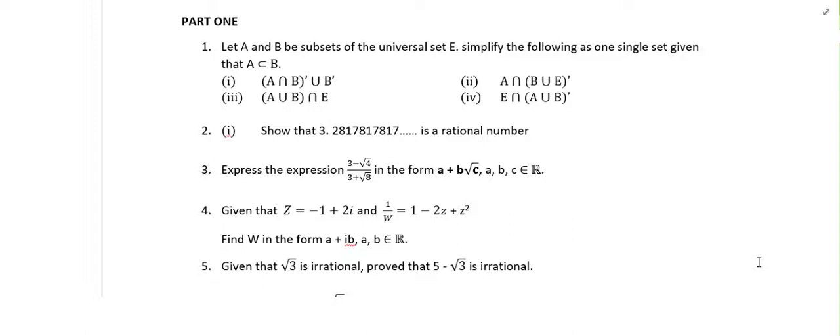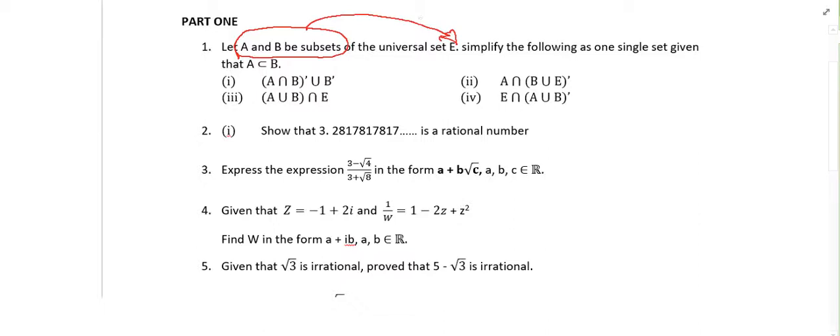Okay, let's get started. So the first question is saying, let A and B be subsets of the universal set. Look at that. What is the key thing here? The key thing you need to take note of is that you have been told that A and B are the what? Are the subsets. So this is one important point you need to know.